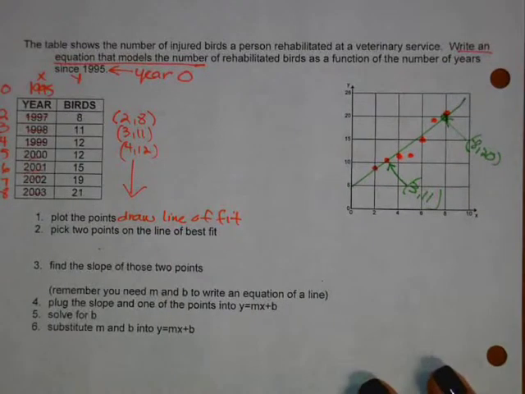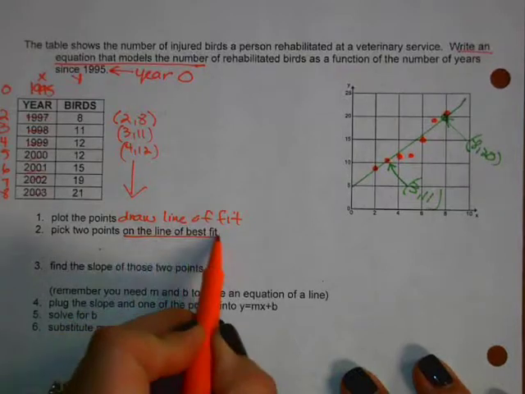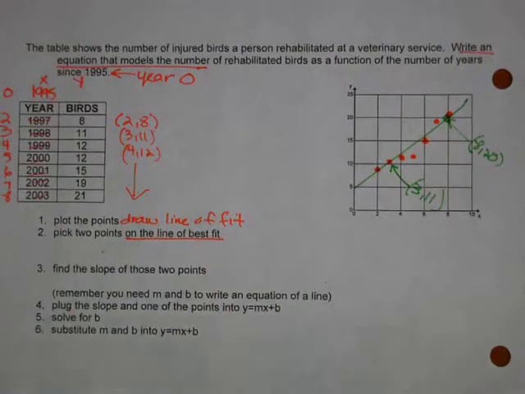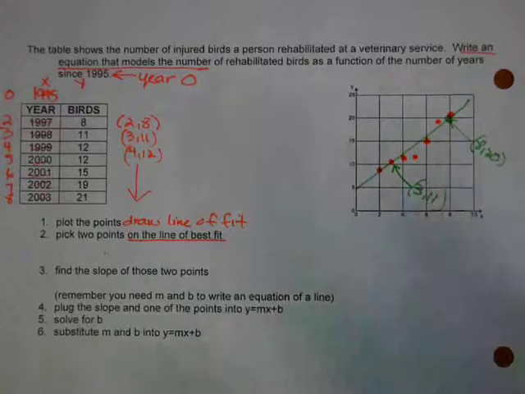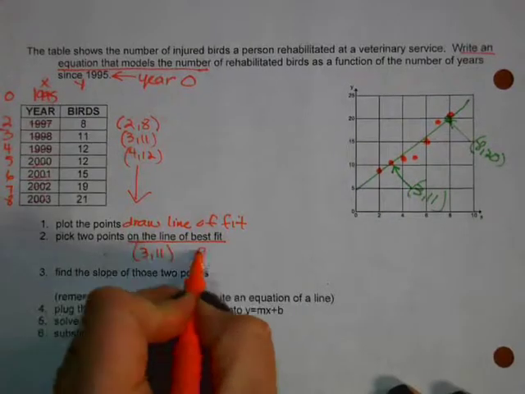Pick 2 points on the line of best fit. Don't just grab 2 points out of your table. It's not going to work. Okay? You look at your line and you say, can I get 2 points off of there? And I chose (3, 11) and (8, 20). For me, those are the 2 that worked.